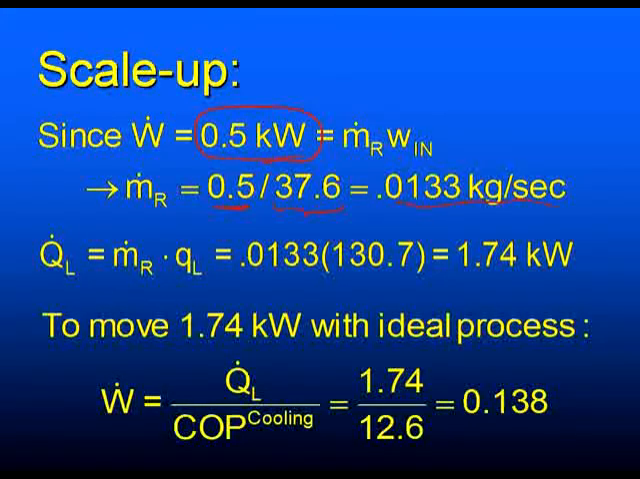And so with our ideal process, if we want to compare that to our real process, then instead of the 0.5 kilowatts, we'll take the QL divided by the COP. Remember, QL over W would be COP, so manipulating that equation gives us the work for the ideal process to move the same amount of heat: 0.138 kilowatts, as opposed to the real work, which was 0.5 kilowatts.